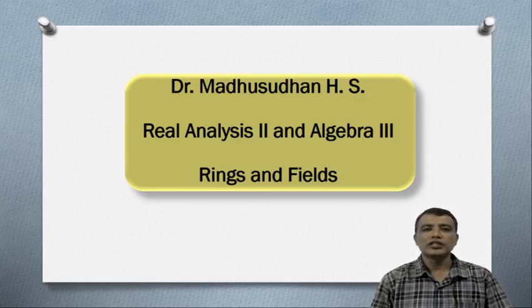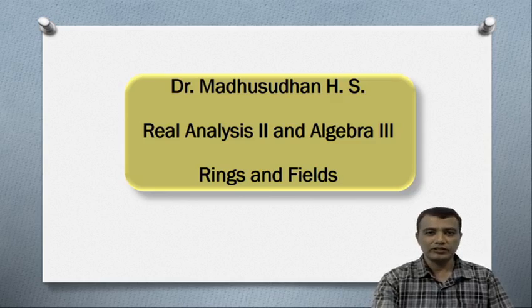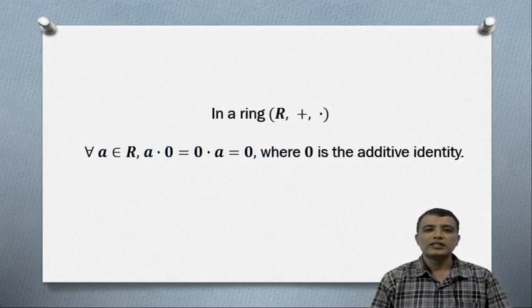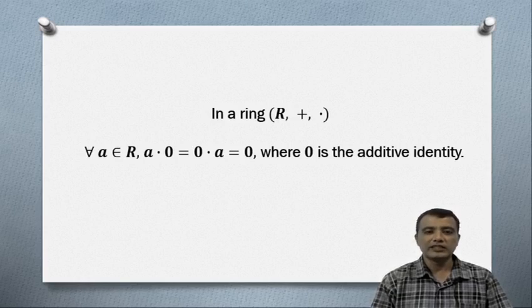In the previous session, we understood the definition of rings with examples. Now let us study some properties of rings. So first property: in a ring R, plus, into, for all A belongs to R, A into 0 is equal to 0 into A, which is equal to 0, where 0 is the additive identity.